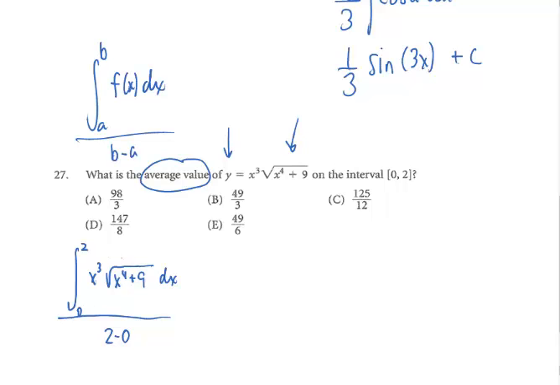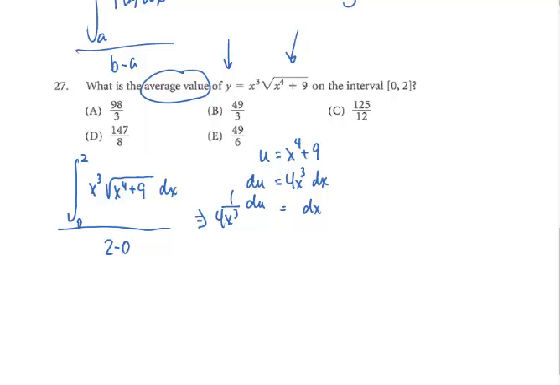So to do the top portion, we need to do a substitution method. So u is going to equal x to the fourth plus 9. Du is going to equal 4x cubed dx. When you solve for dx, you can get du with 1 over 4x cubed in front. So we need to replace our integral. I'm going to change the limits of the integral as well.